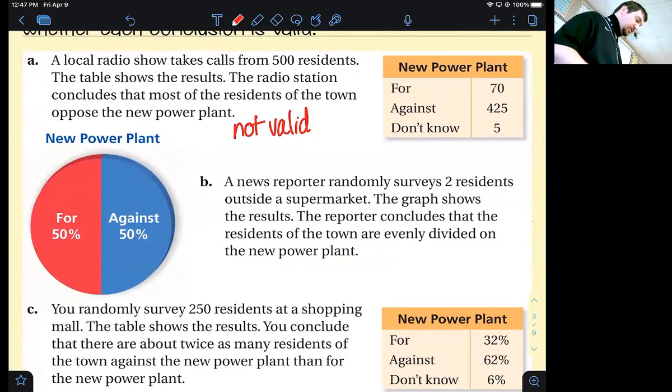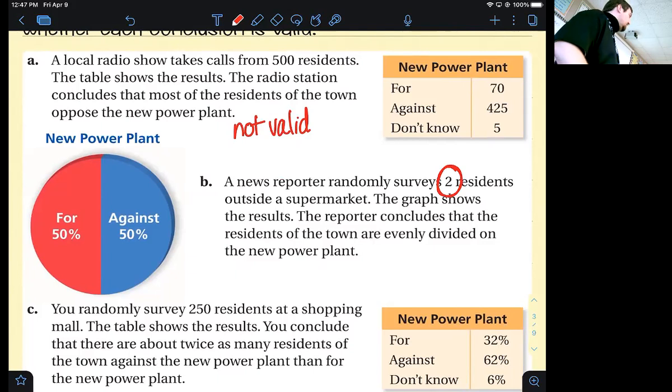B, a news reporter randomly, okay, I like that, surveys 2 residents outside a supermarket. The graph shows their results. They conclude that half the town's for the power plant and half the town's against it. Do you like this survey? No. It's done randomly. What don't you like about it? There's only 2 people representing the whole. Yeah, because one person said they were for it, one person said they were against it, they're just packing it up and going home and saying, you know what, we're split.